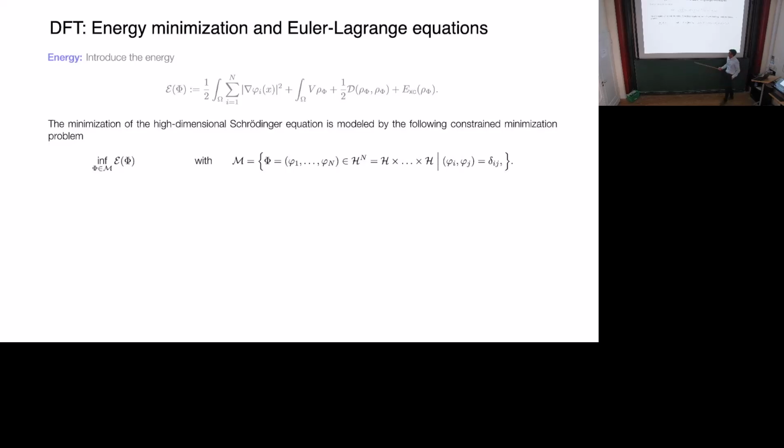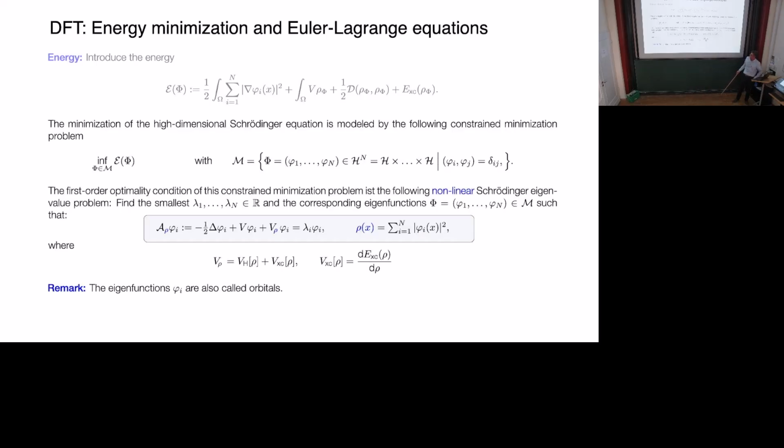Now, we are interested in minimizing this energy for a phi that belongs to this kind of Stiefel manifold. And you can derive the Euler-Lagrange equations, meaning you introduce a Lagrangian and you look at critical points of the Lagrangian, and then you come up with this formulation. We want to find the smallest eigenvalues, lambda 1 to lambda n, and the corresponding eigenfunctions, such that this equation is satisfied.